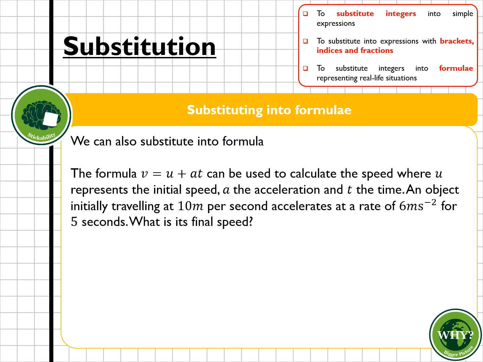An object initially travelling at 10 meters per second accelerates at a rate of 6 meters per second squared for 5 seconds. What is its final speed? My first step, I'm going to write down the formula. I'm then going to substitute in the information they've given me. So they've told me that u is 10, that a is 6, and that t is 5. I'm then going to do exactly what we did before and just simplify that using BIDMAS, which gives me a final answer of 40.